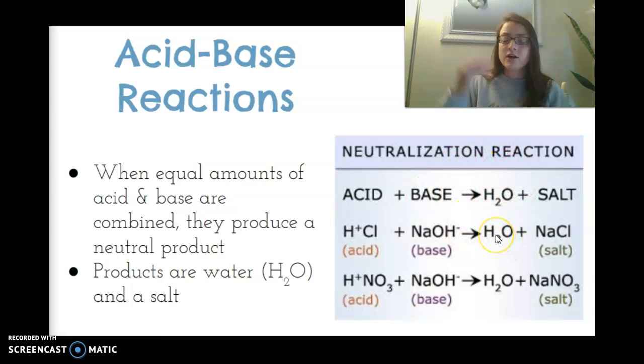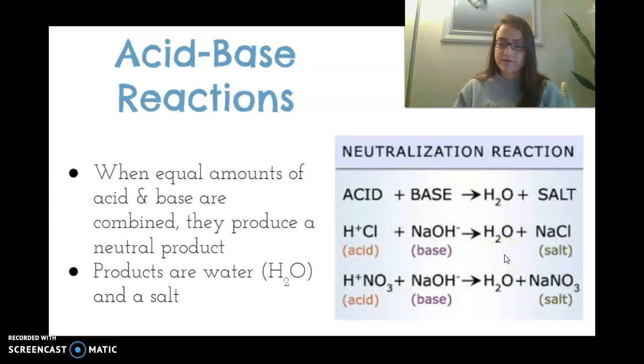And that's because our acid is giving up that hydrogen proton, the H+, and our base is giving up the hydroxide ion, the OH-, and combined together, those two things are going to share that electron that the OH- has, and by sharing that, they're going to form a covalent bond, and they're going to form H2O.